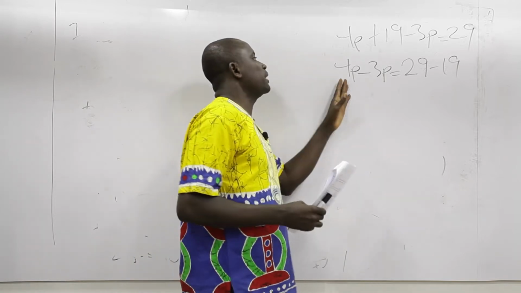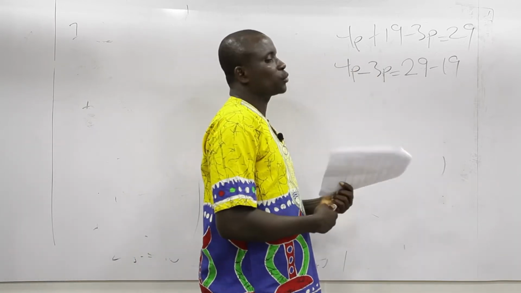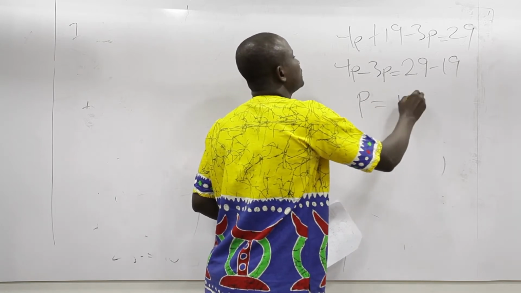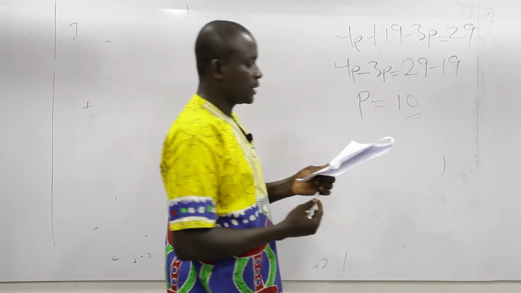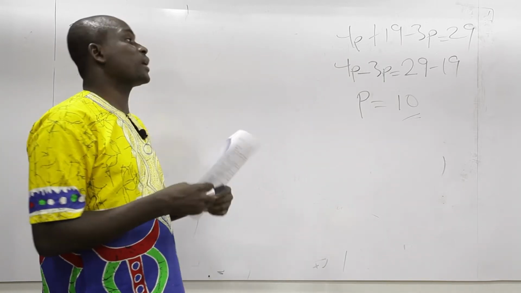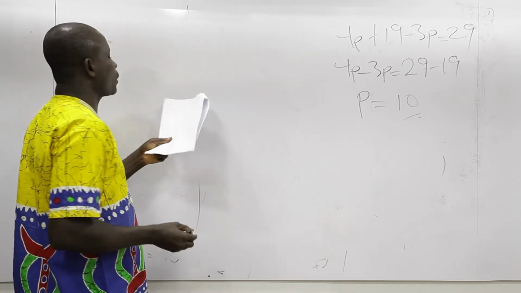Now, 4p, let's say 4 pence minus 3 pence will give you what? 1 pen. So I can just write it as p is equal to 10 when you subtract. That is your answer. This is linear equations. Okay, let's look at another one.